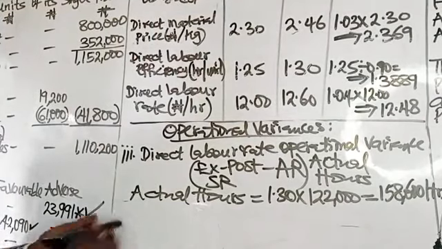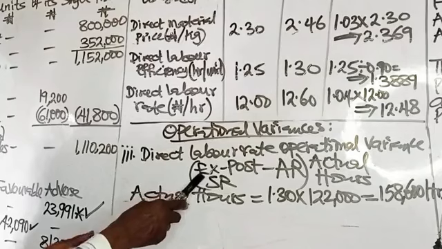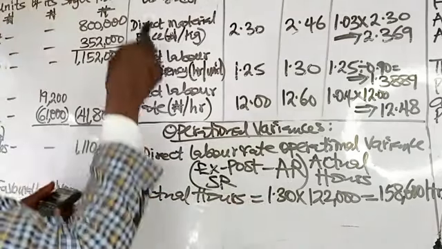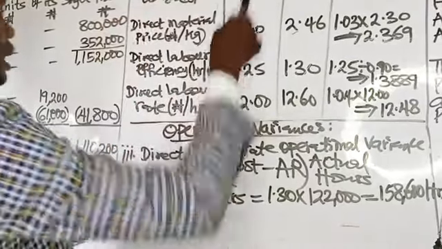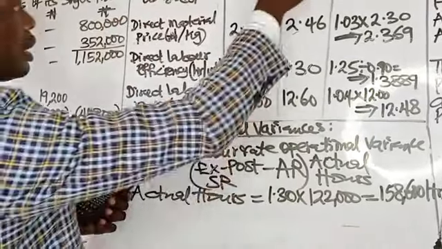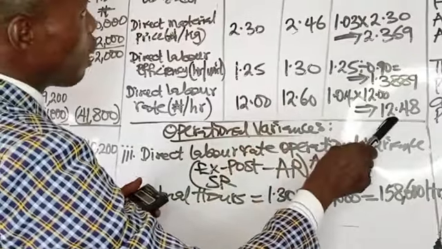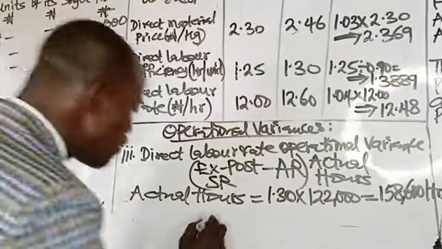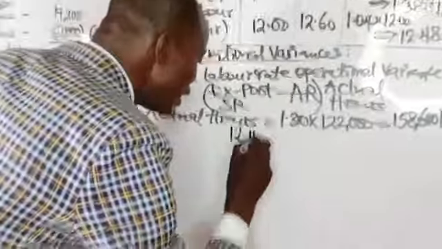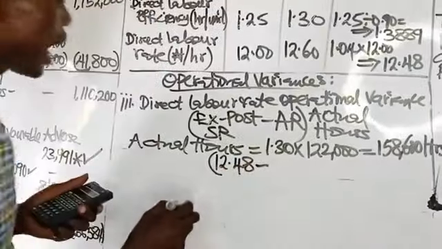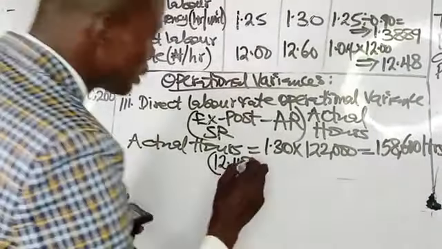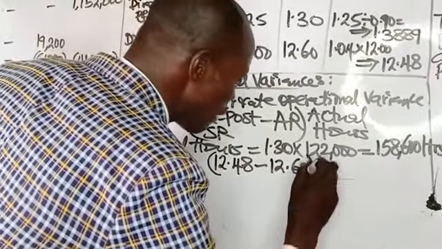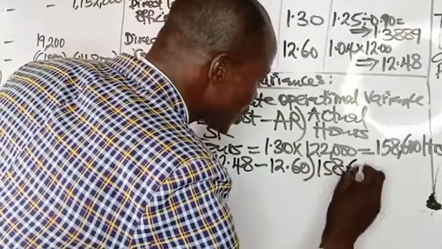So, substituting into the formula, our ex-post standard rate comparing with actual rate. So what is the ex-post standard rate? This is S and T standard rate. This is actual rate. And the ex-post is 12.48. Comparing this with this, we have 12.48 minus actual rate, which is 12.60, multiplied by actual hour, which is 158,600 hours.